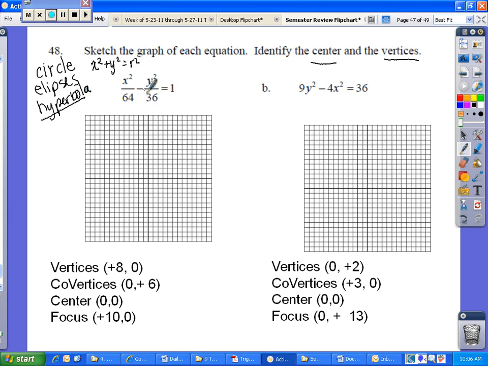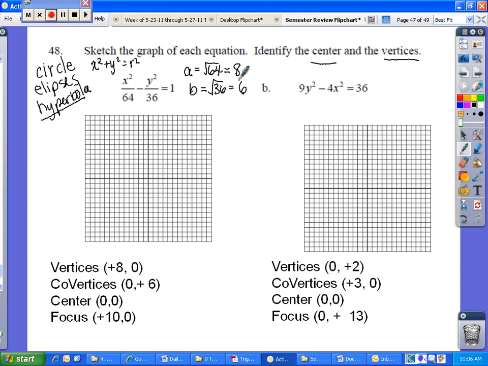So let's talk about some characteristics of hyperbolas. First of all, the a value is always on the bottom first. So that a squared is equal to 64, which means a is equal to the square root of 64, which is actually 8. And b is always the second one in a hyperbola, which is the square root of 36, which is 6.